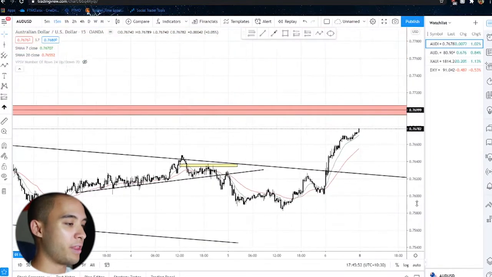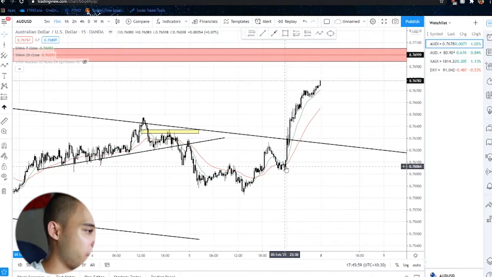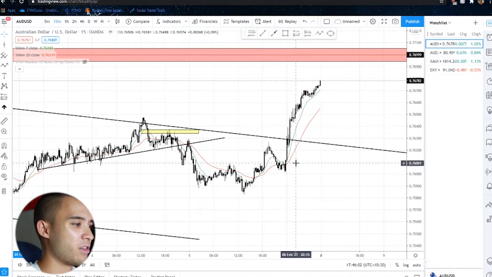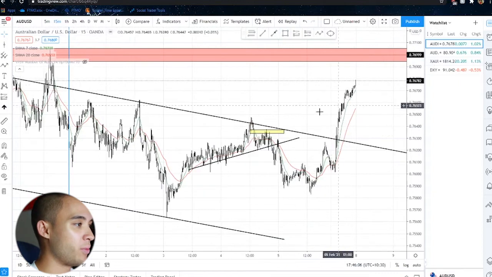But unfortunately, with FTMO, we're not allowed to hold trades over the weekend anyways, so that's why I didn't take any trades around that area. And that was, yeah, like 11:30 at night. So yeah, wasn't too keen on that. So that's pretty much what happened with AU.